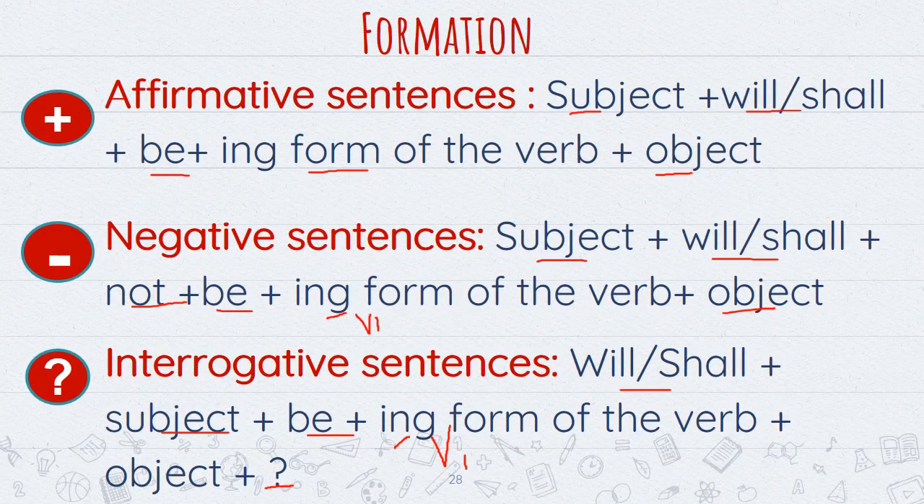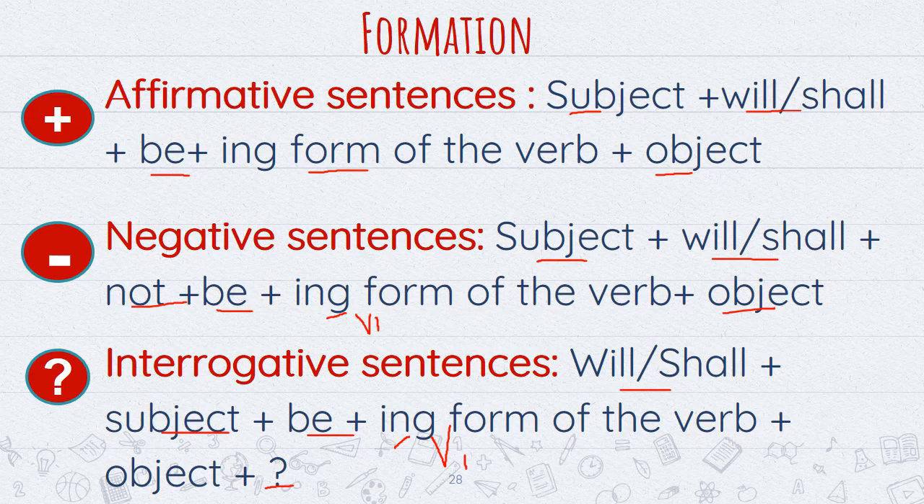Now the formation of future continuous tense. Number 1, affirmative or positive sentences. In future continuous tense we use will be or shall be in place of the helping verb, and the rest of the things will remain the same. Then the verb's first form plus ing will be used.